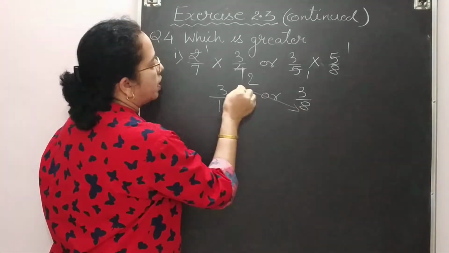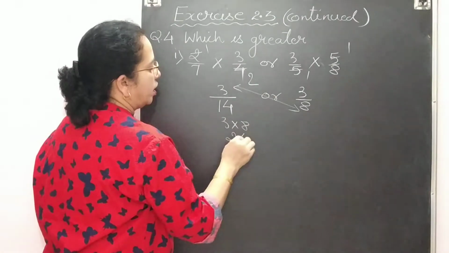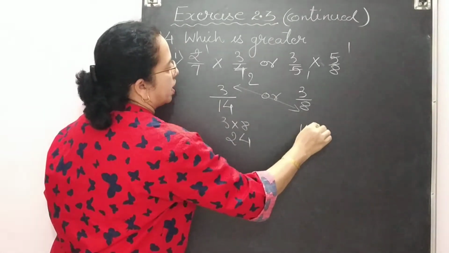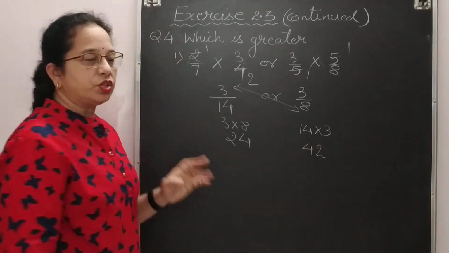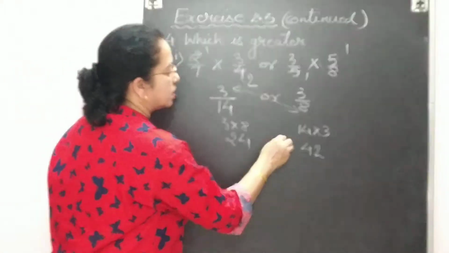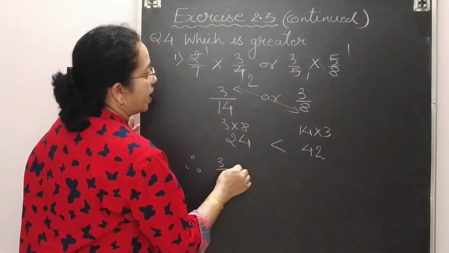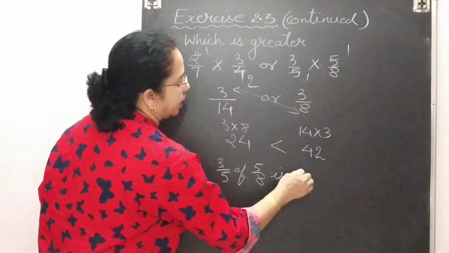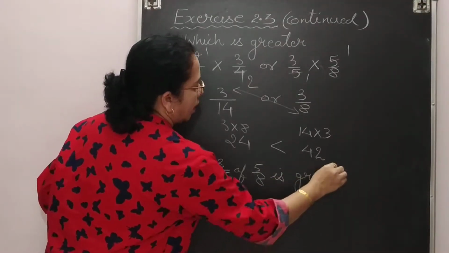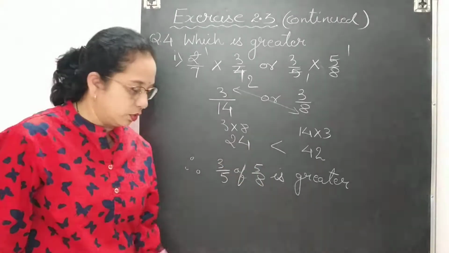So by cross multiplication you can write 3 into 8, that is 24. Which two numbers are left? 14 into 3, that is 42. So which one is greater? 42 is greater. Therefore 3 upon 5 of 5 upon 8 is greater. If the question is which one is smaller, we will write answer according to that.